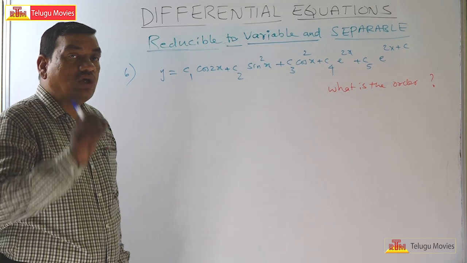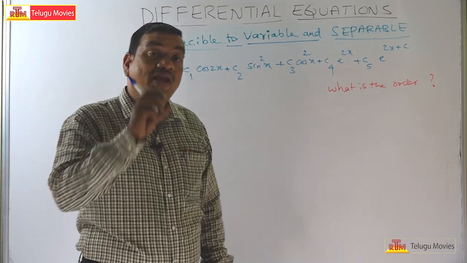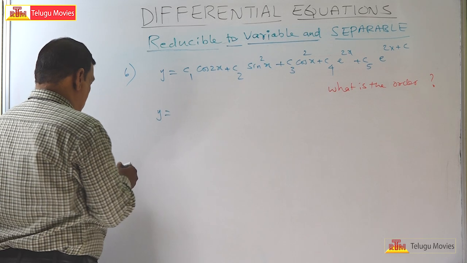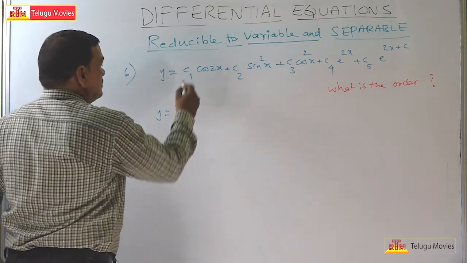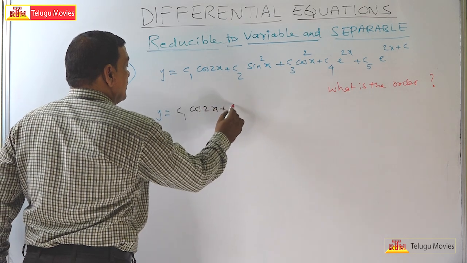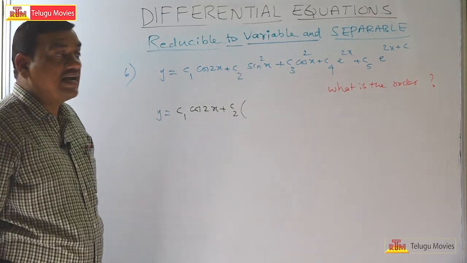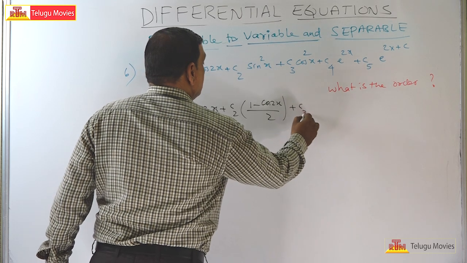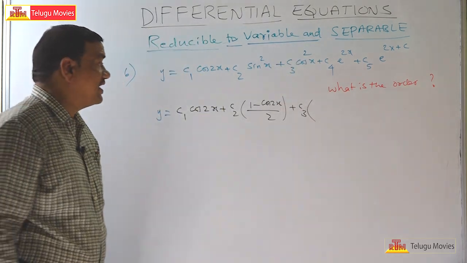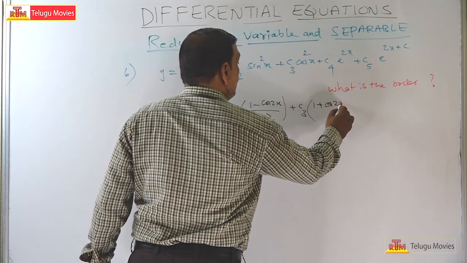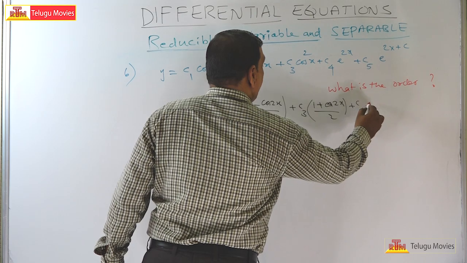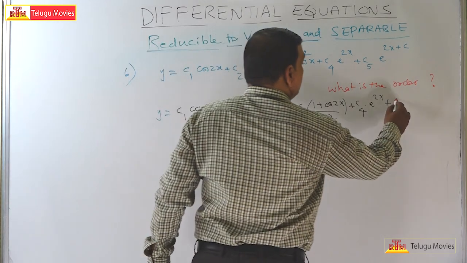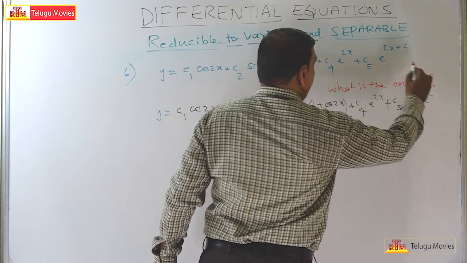No, it is not like that. I already told that we have to count the effective constants. That is why, before that, we have to simplify this. So y is equal to c1 cos 2x as it is, then c2 sin square x, and sin square x can be written as 1 minus cos 2x by 2. Then c3 into cos square x, which can be written as 1 plus cos 2x by 2, plus c4 e power 2x plus c5 into e power 2x into e power c.